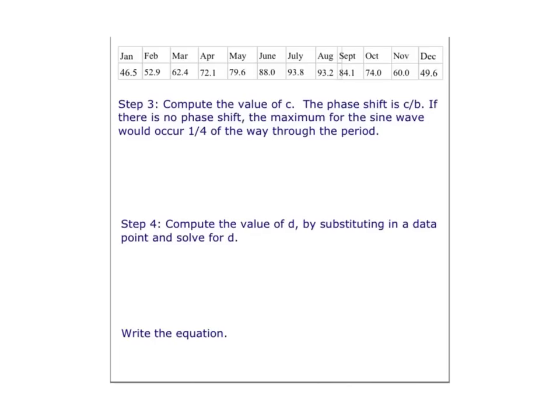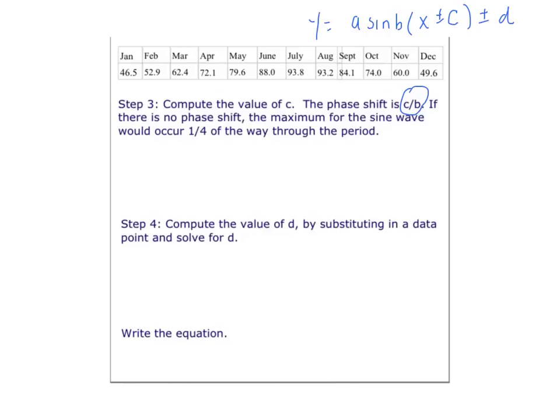Okay, step 3 is to compute the value of c. The phase shift, it says here the phase shift is c divided by b, but the way we had it written, we had a sine b, and then in parentheses, x plus or minus c, and then plus or minus d. So we don't need to worry about the division part. That's if you had bx plus bc. So we're not going to write it that way.